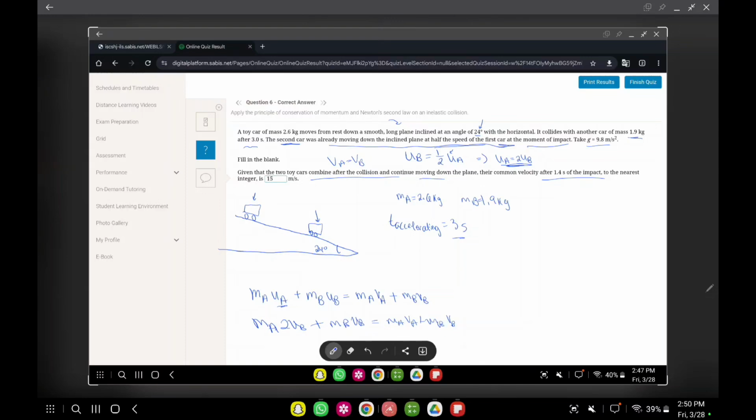What else can I substitute? They combined after the collision. For this VA and VB, I'm just going to replace it with V. So we're going to say VA is equal to VB, which is just V. Okay, so now we have a nice equation, and we can substitute what we can. Let's substitute what we can and see what we still need to find. So mass A, 2.6, times 2 times UB, plus MB, mass of B, which is 1.9, times UB, is equal to, can I move this to the side?